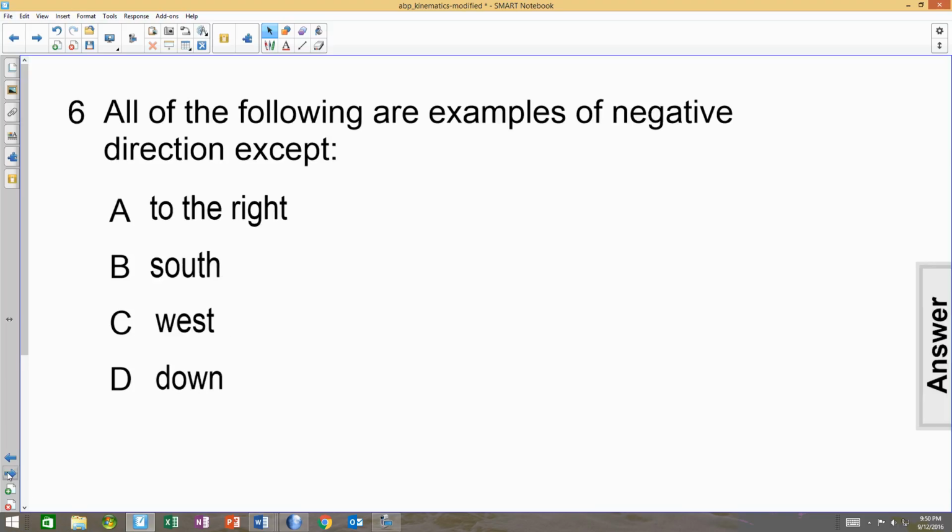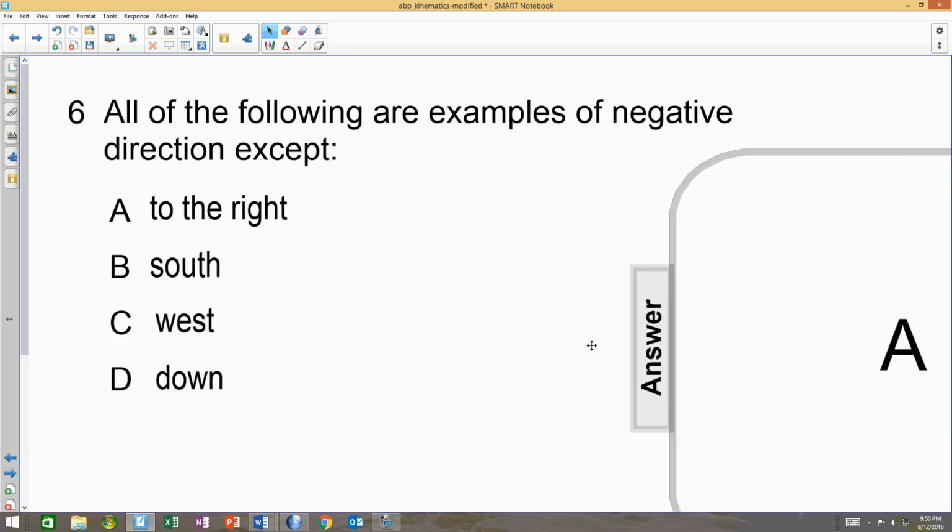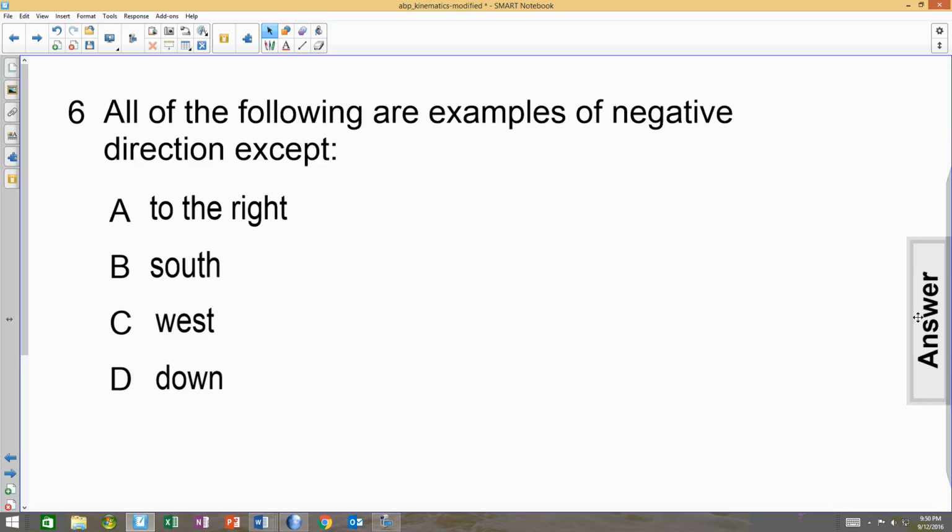All of the following are examples of negative direction except for which one? Hopefully you chose A. To the right would be a plus direction, not a minus direction.